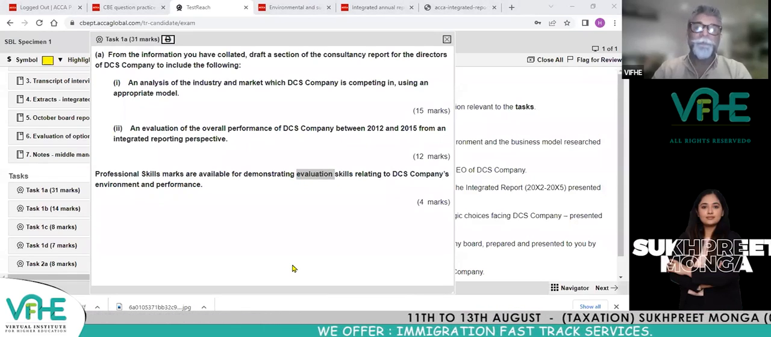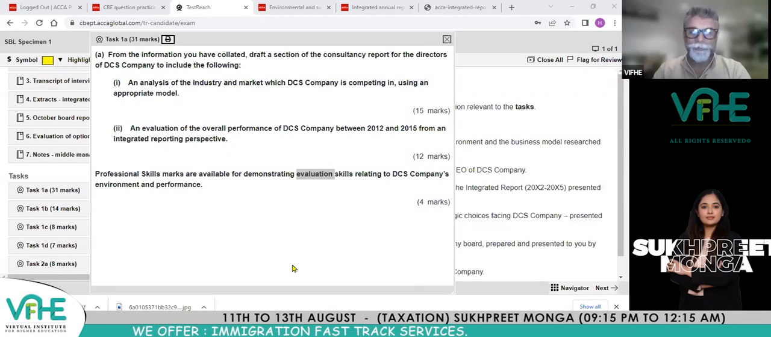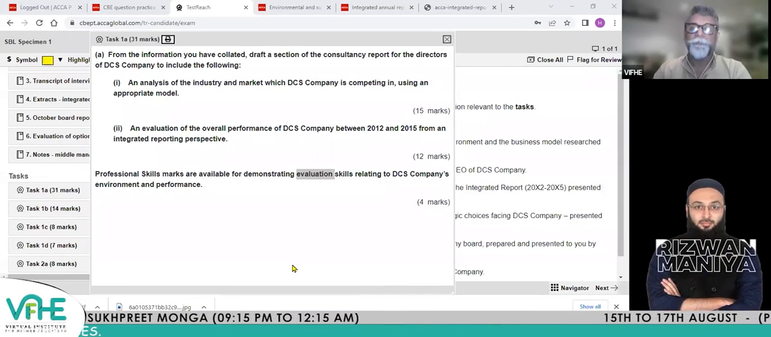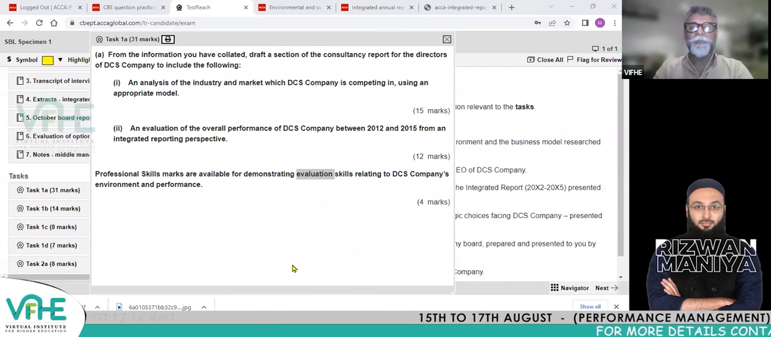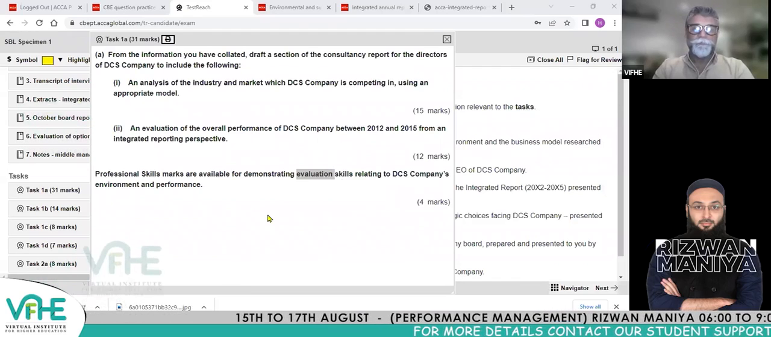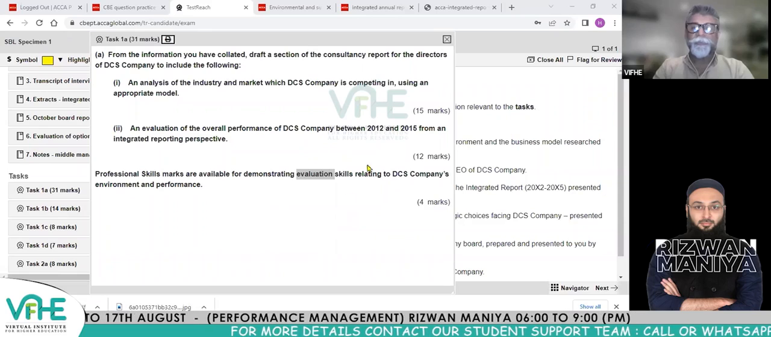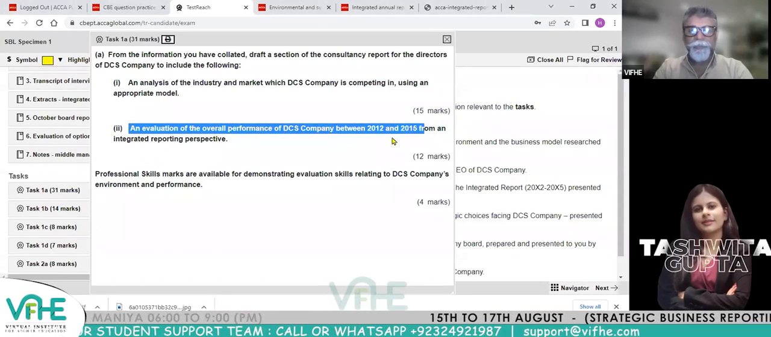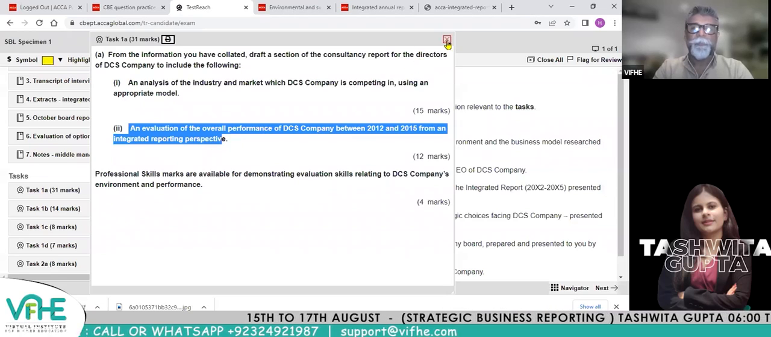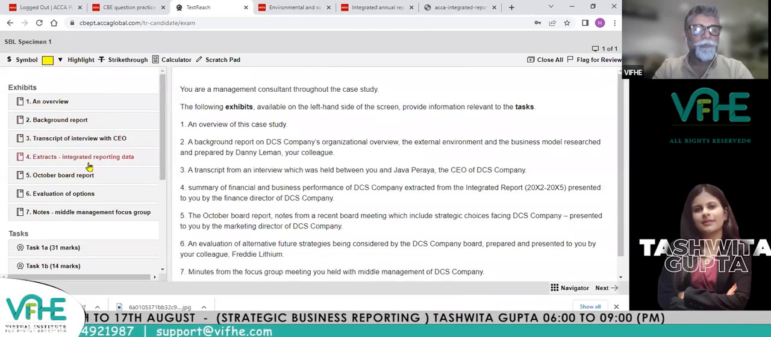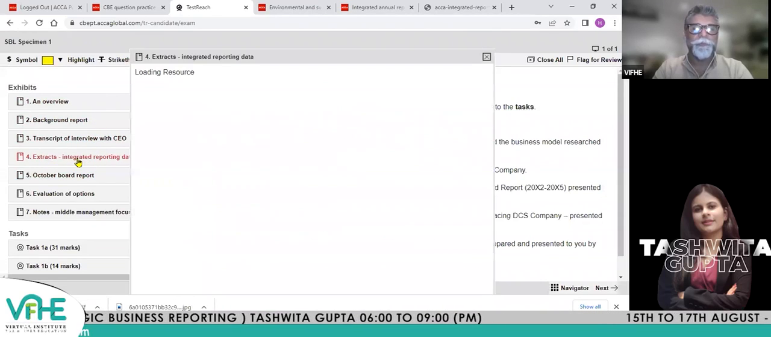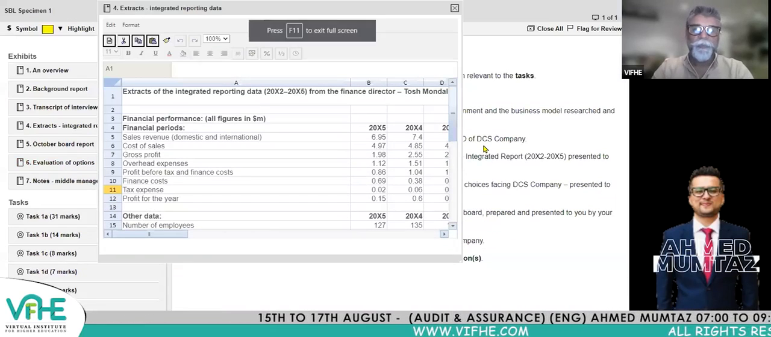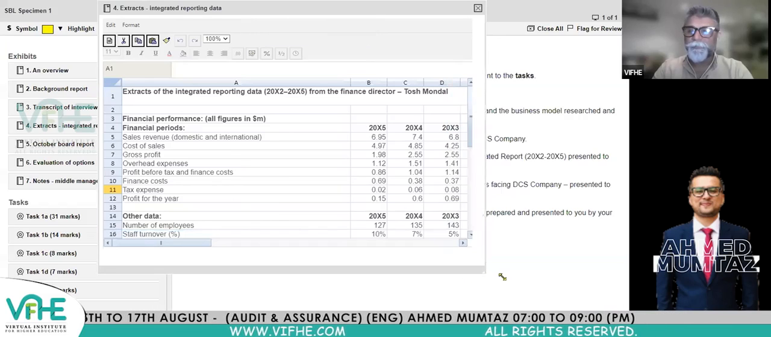How can we score evaluation skills under this? By making sure that we are covering both pros and cons? Very good. Do they have to be in equal quantity? Very good. So it all depends on the availability of information. Okay, so let's read again. Evaluation of the overall performance of DCS company between 2012 and 2015 from an IR perspective. Okay, so can we open up Exhibit 4, extracts integrated reporting data. If you see, this exhibit is in Excel, but it doesn't matter to me.